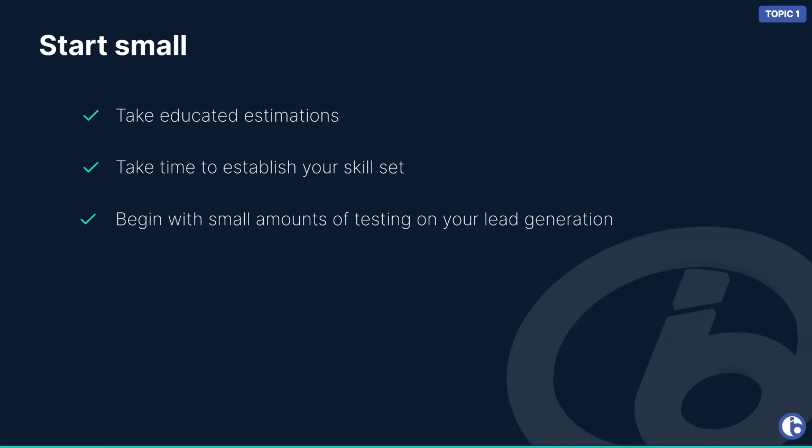So the topic number one of today's presentation is begin small, okay? Now, we're going to talk about why beginning small is relevant and important. But for now, when we're talking about lead generation specifically, I would absolutely recommend beginning with small amounts of testing on your lead generation. Okay, now the reason I say this is because you don't want to spend lots and lots of money and realize that you were going in the wrong direction. You don't want to spend lots and lots of time and realize that you were going in the wrong direction.